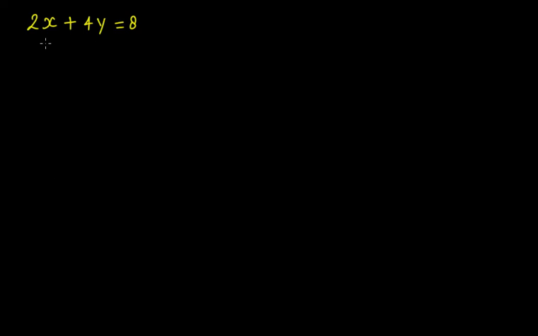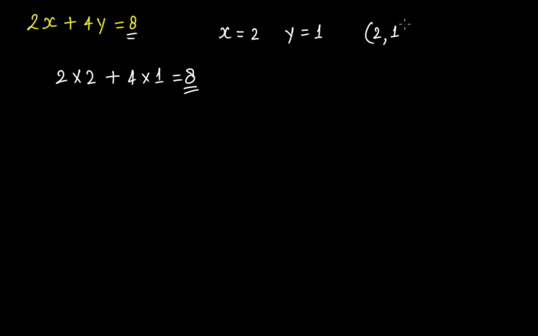What about this one? This is a linear equation in two variables because it is 2x plus 4y, where x and y are two variables. Now, let's find out its solution. Let's put x equal to 2 and y equal to 1. When you put these values, you get 2 times 2 plus 4 times 1. So 2 times 2 is 4, 4 times 1 is 4, 4 plus 4 is equal to 8. So yes, this 8 is equal to this one. That's why we say that (2, 1) is a solution of this linear equation in two variables. It means that this 2 is for x and this 1 is for y.